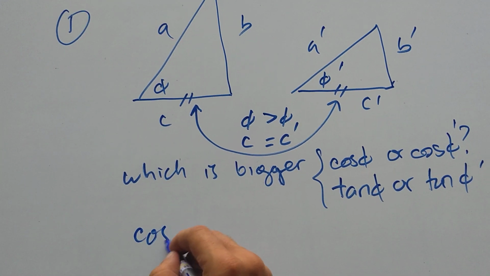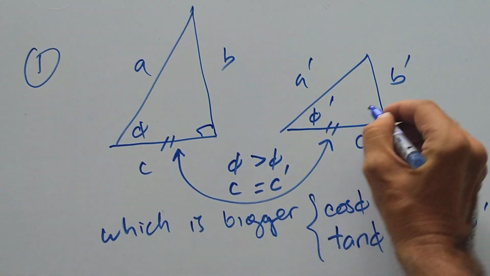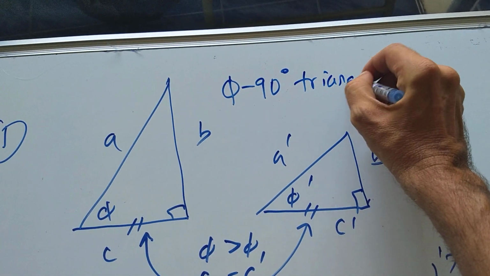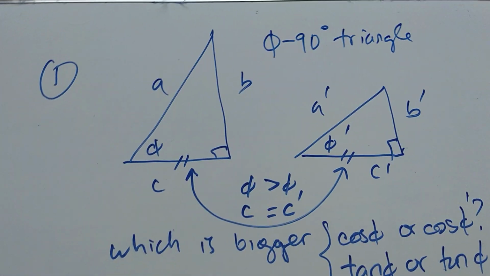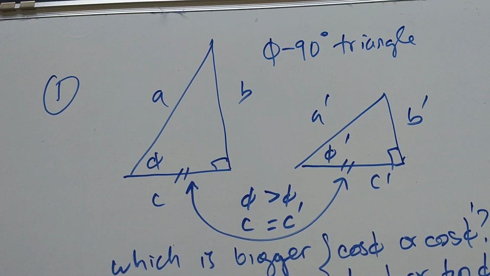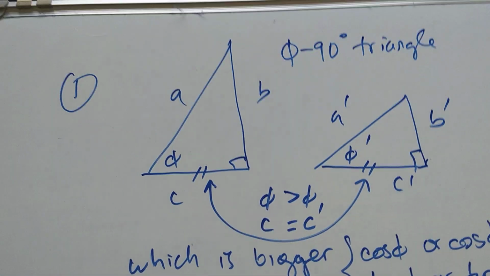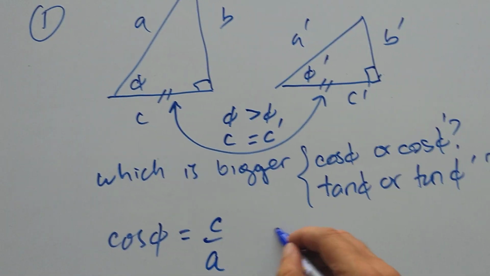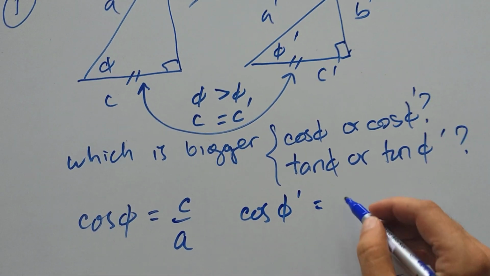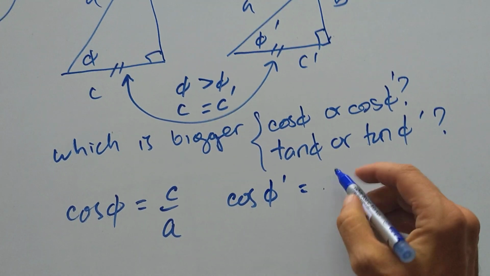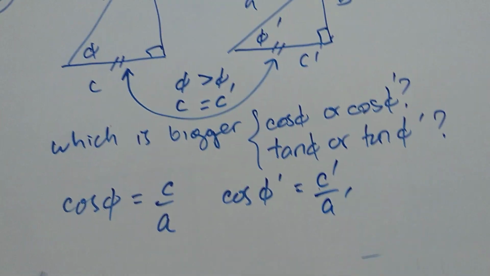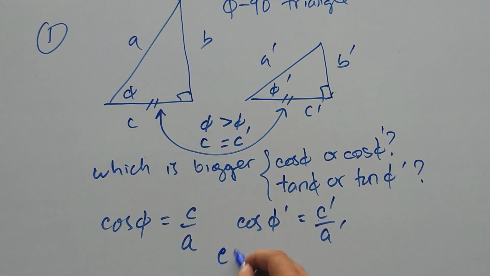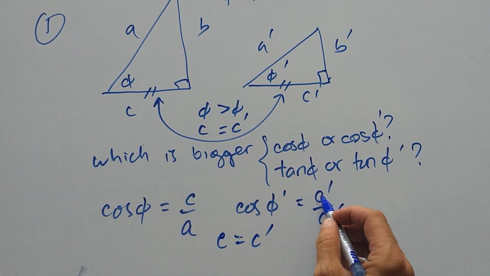Well, cos phi: I have my 90 degrees here, so this is a phi 90 triangle. And of course, with this, I can calculate all of the trigonometric ratios. Cos phi is adjacent over hypotenuse, and cos phi prime is adjacent over hypotenuse for the other triangle, right? But we have C equals C prime. These two are the same.